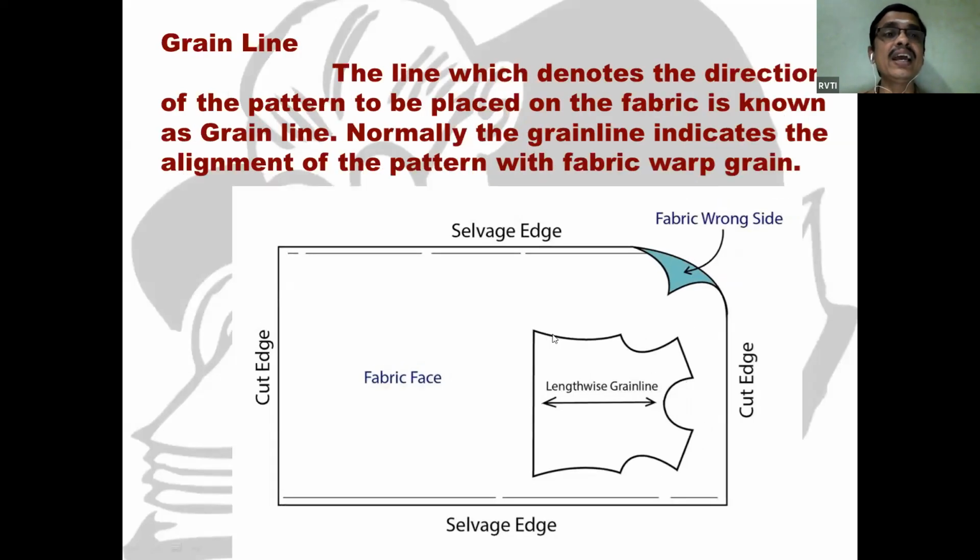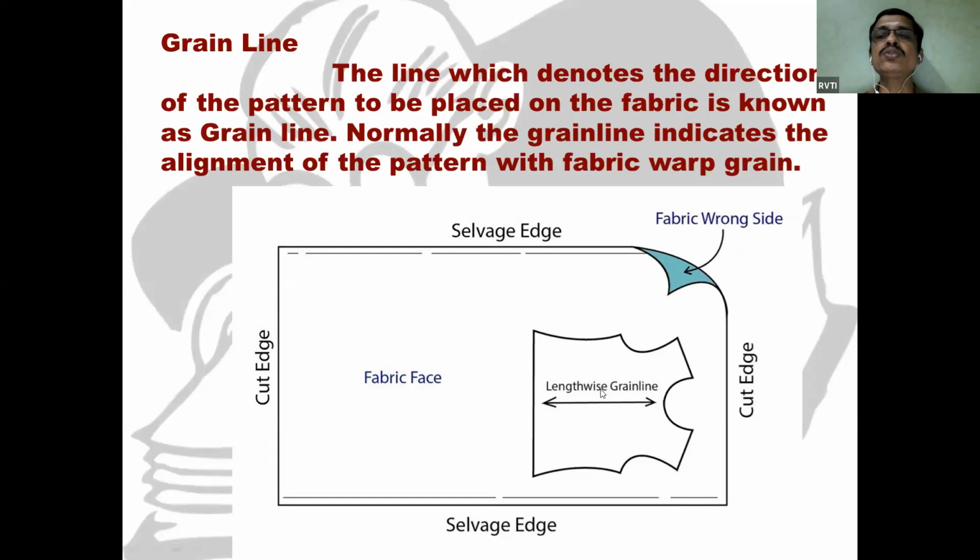what we mean by grain line. Grain we know. What do you mean by grain line? The line which denotes the direction of the pattern to be placed on the fabric is known as a grain line. Normally we draw one line during pattern making.